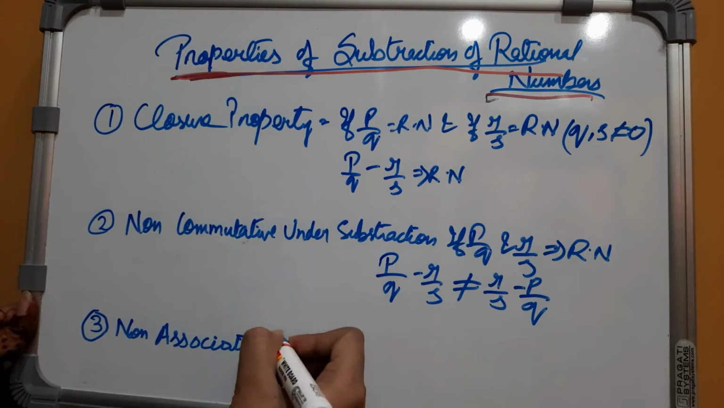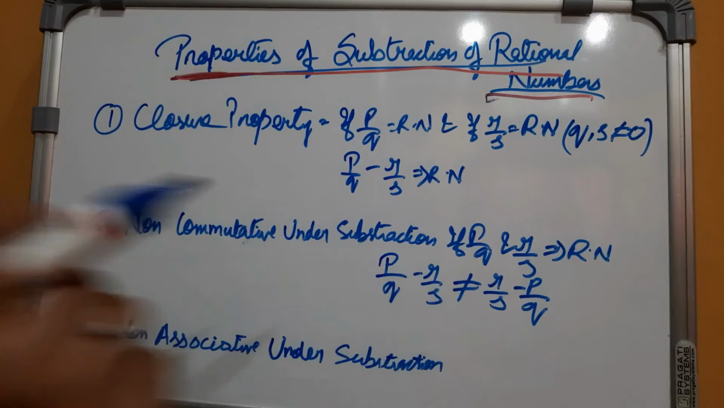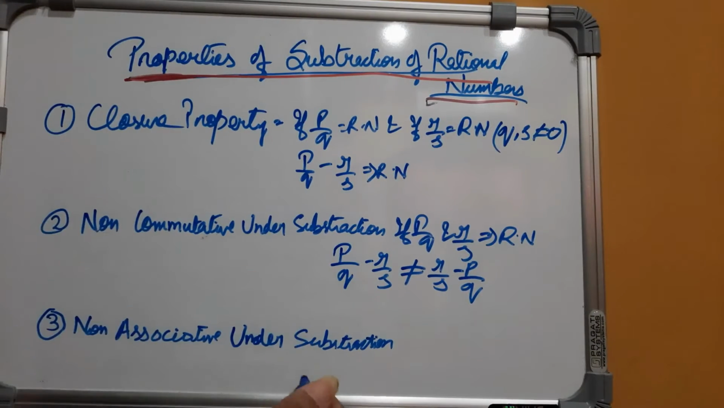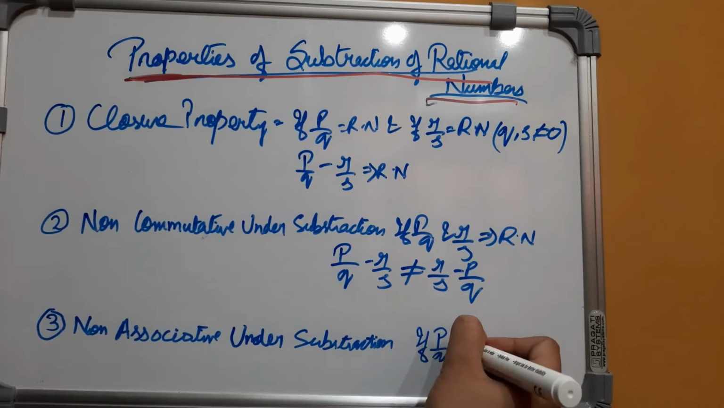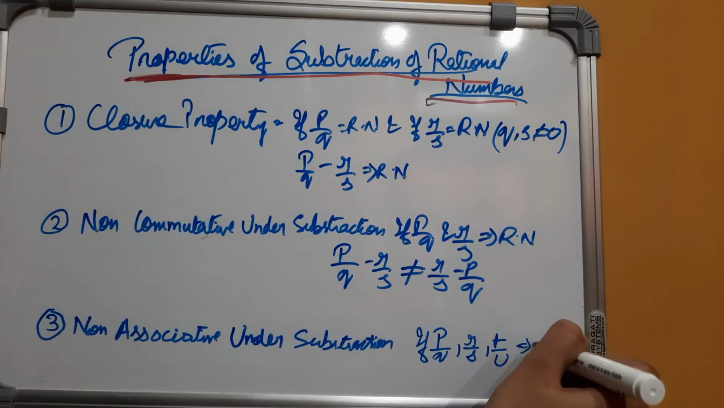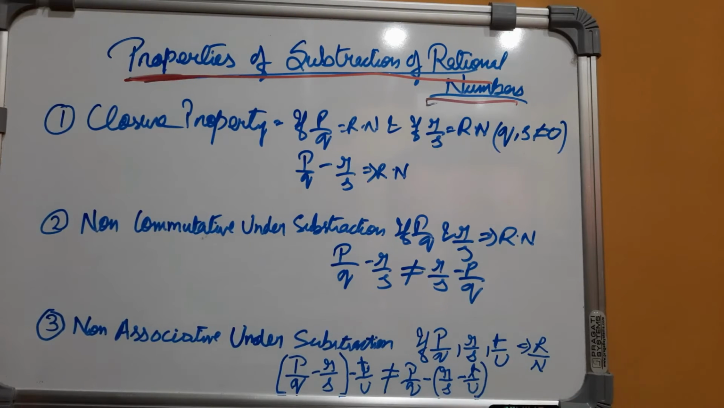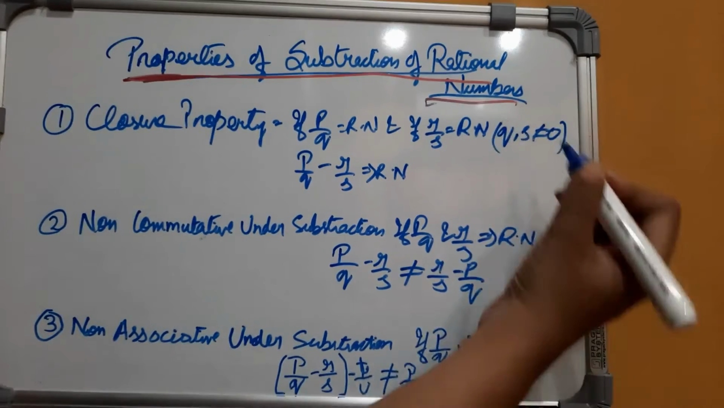Now what this property of subtraction of rational numbers states is that if there are three fractions, for example p by q, r by s and t by u, and all three are rational numbers, then if we do the subtraction, for example in a bracket p by q minus r by s, and then minus t by u, this will not be equal to p by q minus, in bracket, r by s minus t by u. So these are the properties of subtraction of rational numbers.